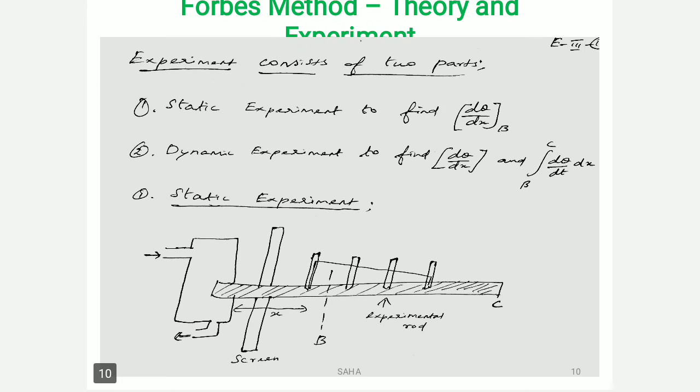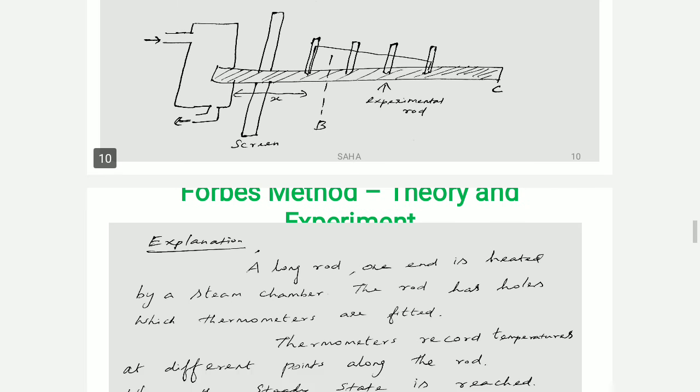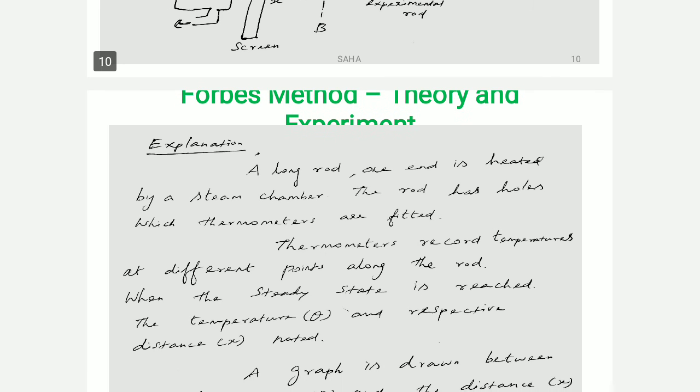See the diagram. This is the static experiment diagram. This is a long rod. A screen is kept, the points are marked B and C, and the thermometers are also placed. Four thermometers are placed in the experimental rod. The long rod has one end heated by a steam chamber; here the steam chamber is on the left side. The rod has holes in which thermometers are fitted, so here four holes, four thermometers are fitted. Thermometers record the temperature at different points along the rod.